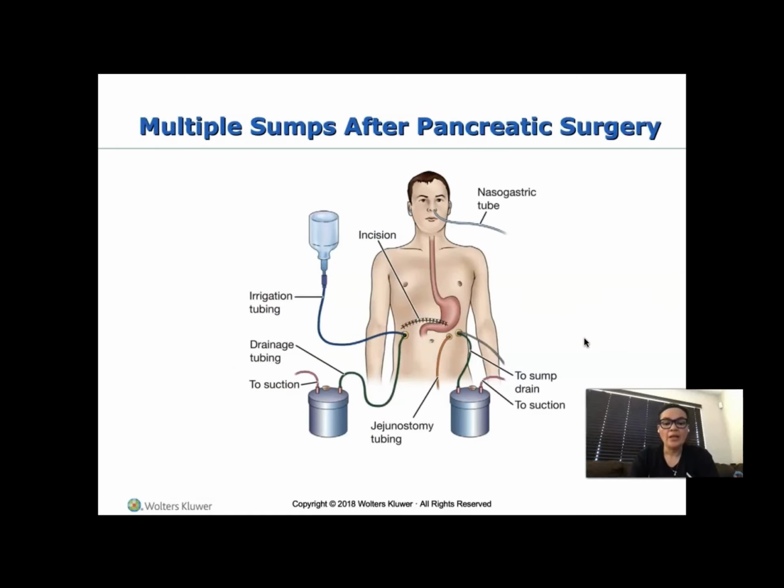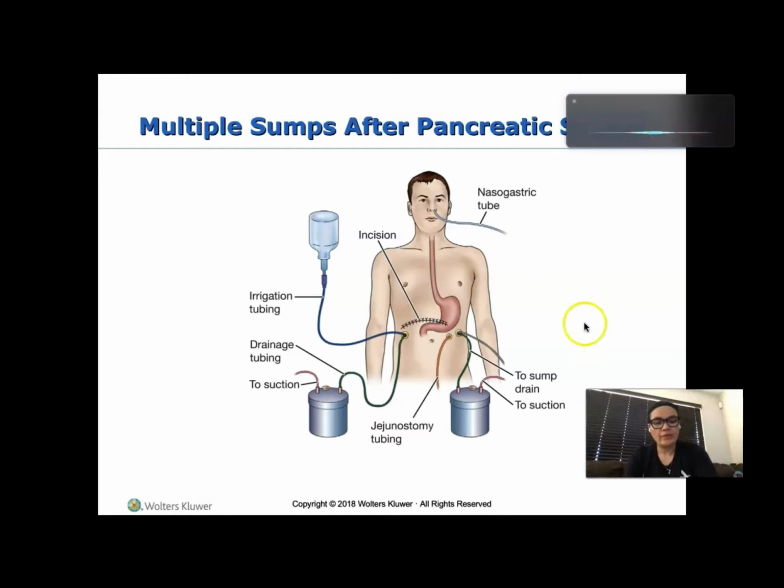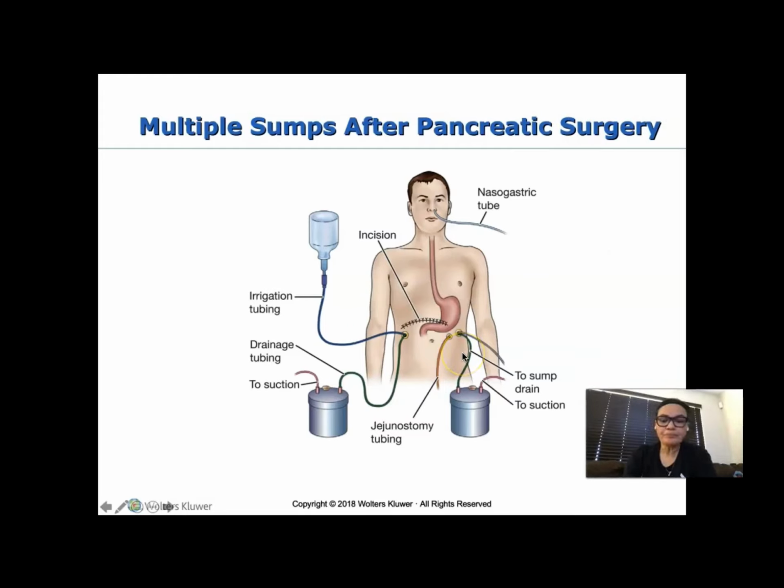All right. The multi-sump procedure, it's very extensive. Sorry about that, I don't know why that keeps popping up. It is a very extensive procedure.